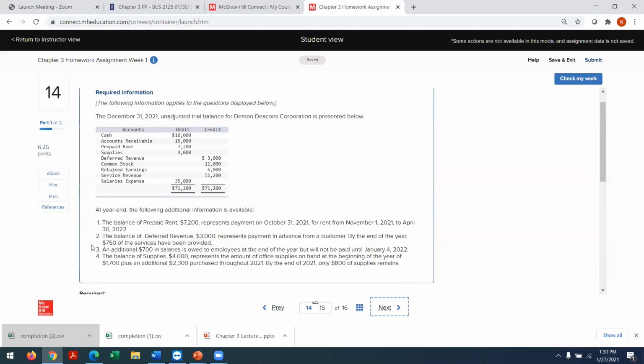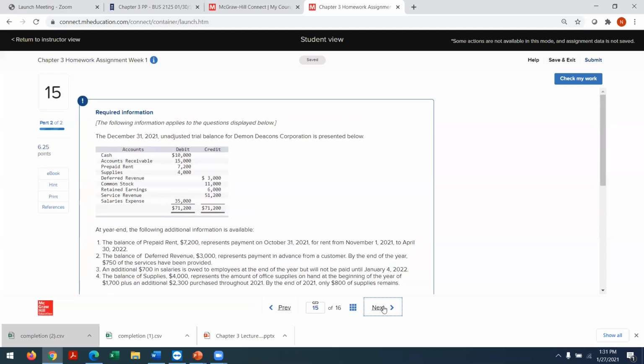Number 2, the balance of deferred revenue, 3,000, we see it right here, represents payment in advance from a customer. But by the end of the year, $750 of the services have been provided. Doesn't that mean this isn't all a liability anymore? Doesn't this mean 750 of this has been earned? Yep. So when we know it's been earned, what do we debit and what do we credit? Debit deferred revenue and credit service revenue. Exactly. So guys, this is going to be just like the other ones we've done. Same thing here, guys.